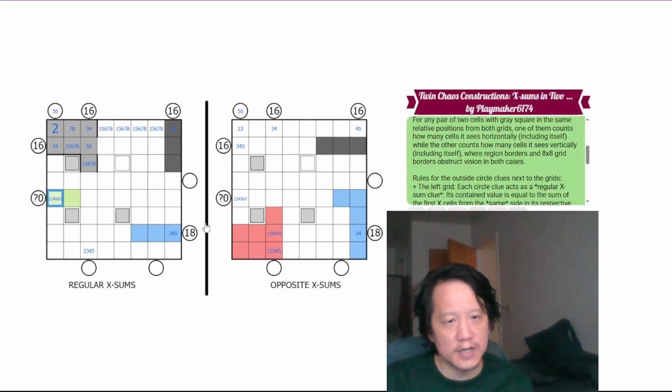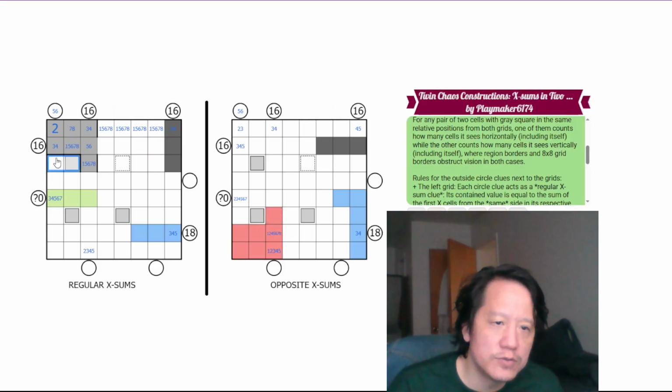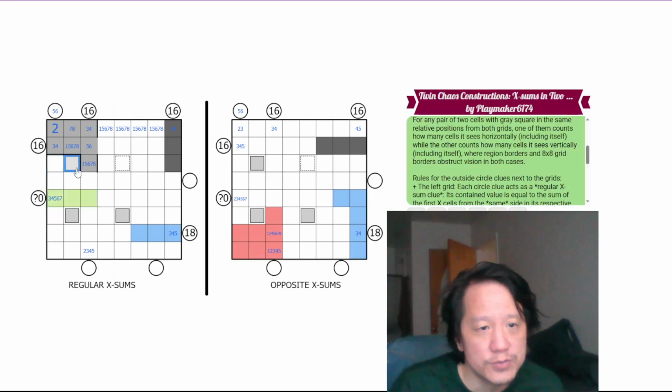So this cannot be 2 here. So it's at least 3 digits long. If this counts horizontal, it's just 2. If it counts vertical, these would all have to be part of the same region. So it could count 4. So this is 2, 3, or 4 here.